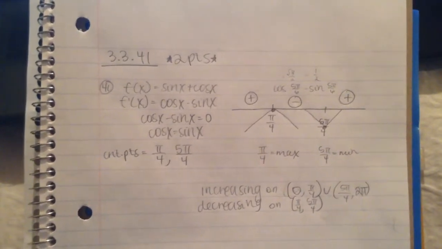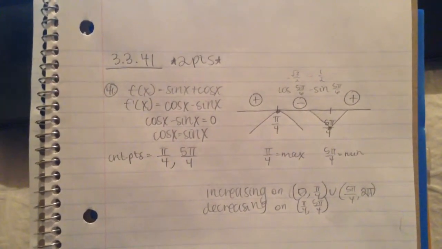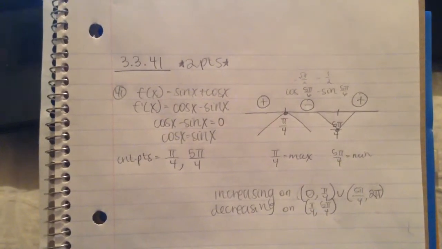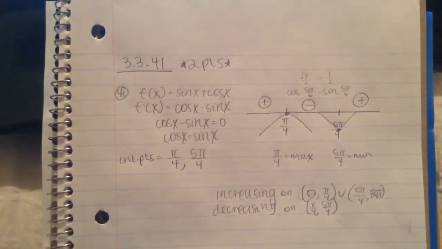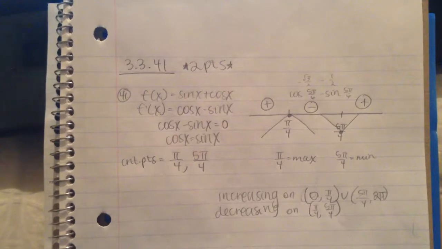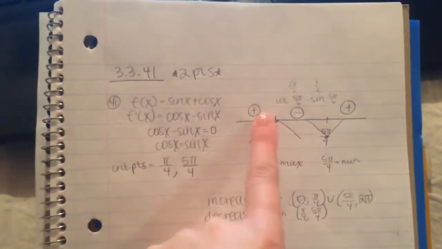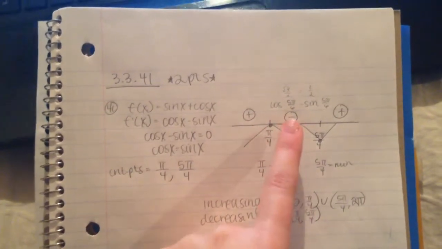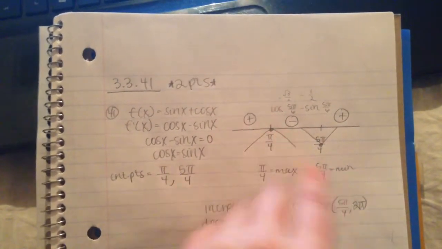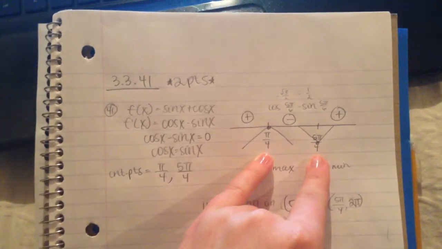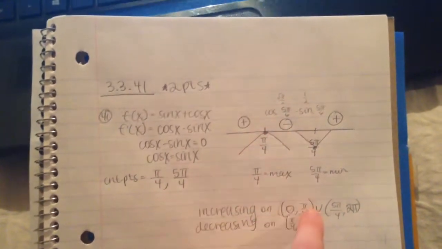So then I made a chart, and on the chart I used test points. So I used 0, and when I plugged in 0 to the first derivative, it came out to be positive, so that I knew that was positive there on the chart. And then between pi over 4 and 5 pi over 4, you need a test point, so I used 5 pi over 6.